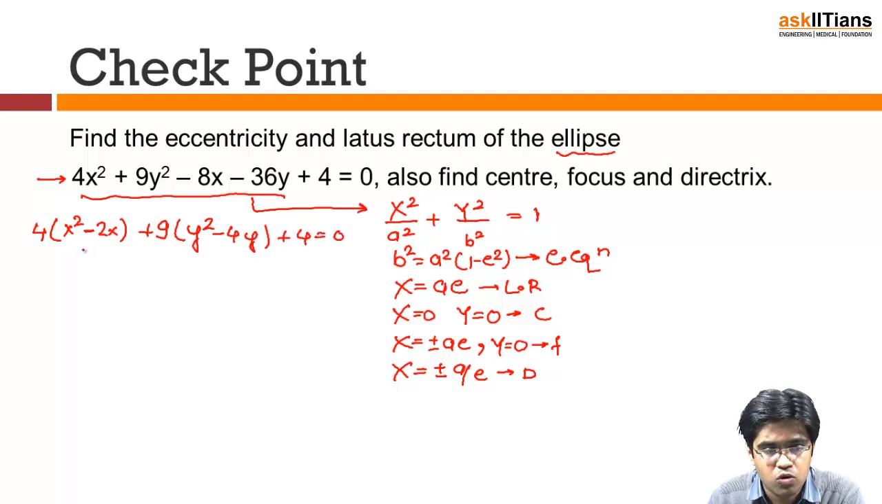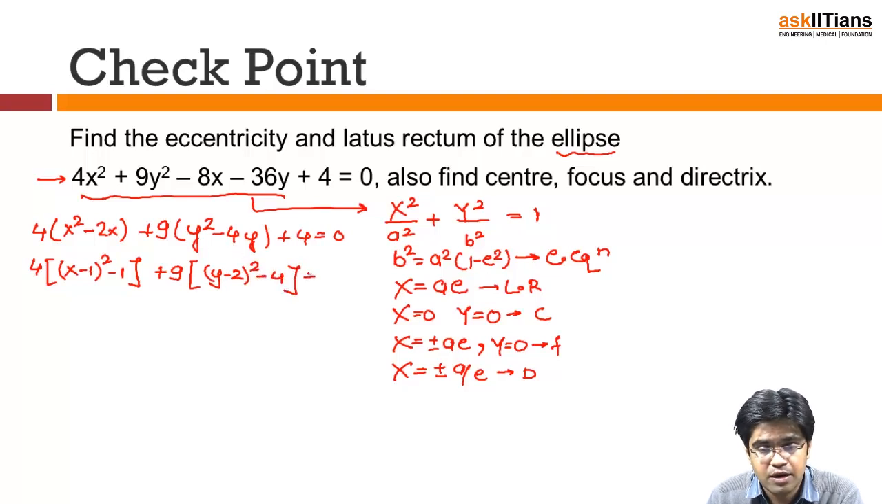Now I am going to make whole squares. X square minus 2x, clearly we need plus 1 here. So if I add 1 here, I have to subtract 1. So I write 4 of x minus 1 whole square, and since I have added 1, I need to subtract 1. Similarly 9 of, again, which whole square is this going to be? This is going to be y minus 2 whole square. I have added 4 here, so I have to subtract 4.